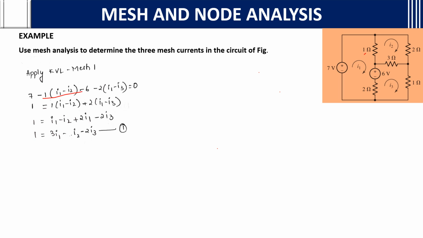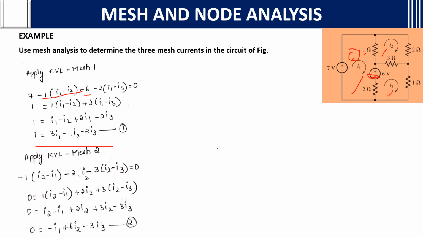minus I2. Why I1 minus I2? The first mesh current is I1, the second mesh current is I2. So I1 minus I2. Then minus 6, because the end sign is minus 6, and minus 2 into I1 minus I3. Why? Because the first mesh current is I1, and the next mesh current flowing through this resistor is I3. Rearranging, you will get this equation.